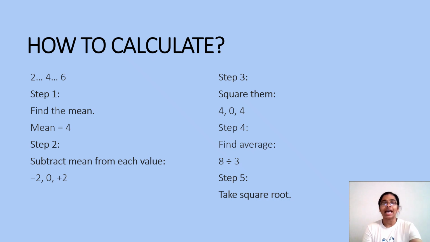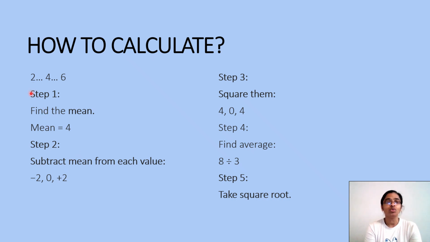Now, how to calculate standard deviation? Let's use simple numbers like 2, 4, 6 to learn this calculation. Step one is to find the mean of these observations. The mean will be 4: 2 plus 4 plus 6 divided by 3 is 4. Step 2 is to subtract the mean from each value.